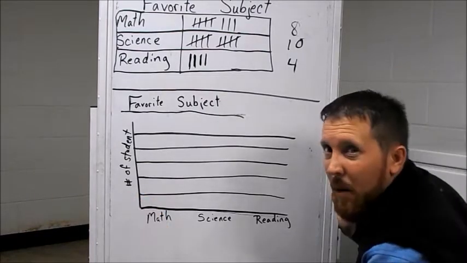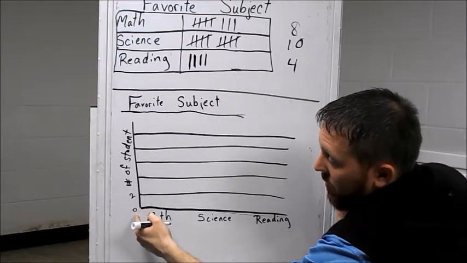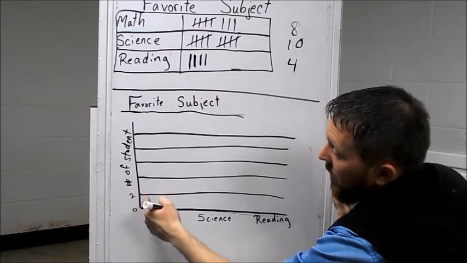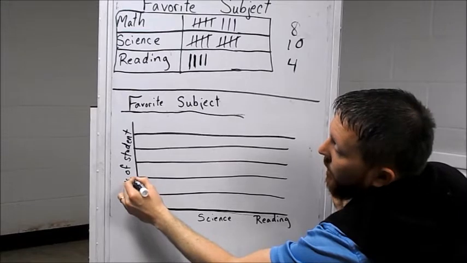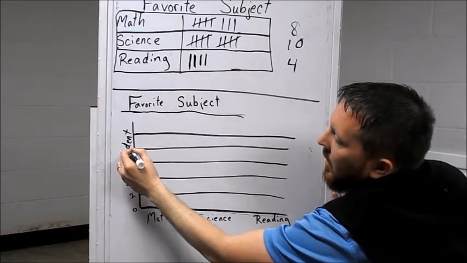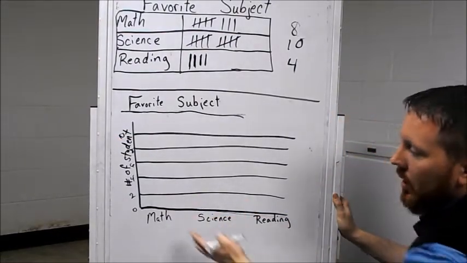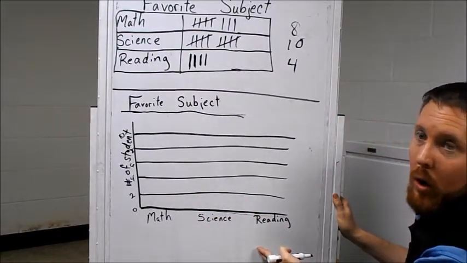Each one of these is going to be the number of students, so I label that. I'm going to count by twos. This first line is 0, down here at the bottom. Then 2 is going to be that first actual line. 4, 6, 8, and then that last line up top is going to be 10. Now I'm ready to do my bar graph.